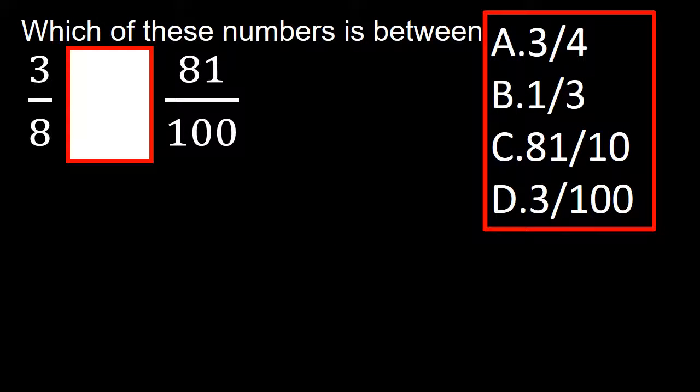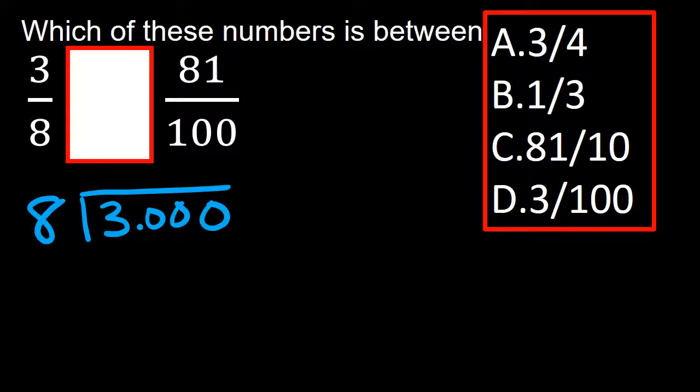So we have this question: which of these numbers is between 3/8 and 81/100? And so I'm going to try to figure out a common format that I'm going to use here. 3/8 is a different kind of fraction because it's not a factor of 100. So with that being the case, I'm going to figure out what 3/8 is as a decimal, and I'm going to do some long division to figure that out.